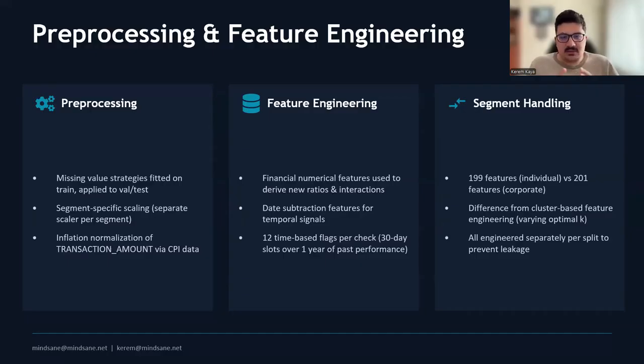We implemented various feature engineering steps, ranging from ratios and subtractions of dates to time-based features, for example, the performance of the check givers on 30-day time slots. We also handle the segments differently. The reason there are different numbers of features is because we implemented cluster-based feature engineering, which had varying optimal K values for each segment. That's the reason.